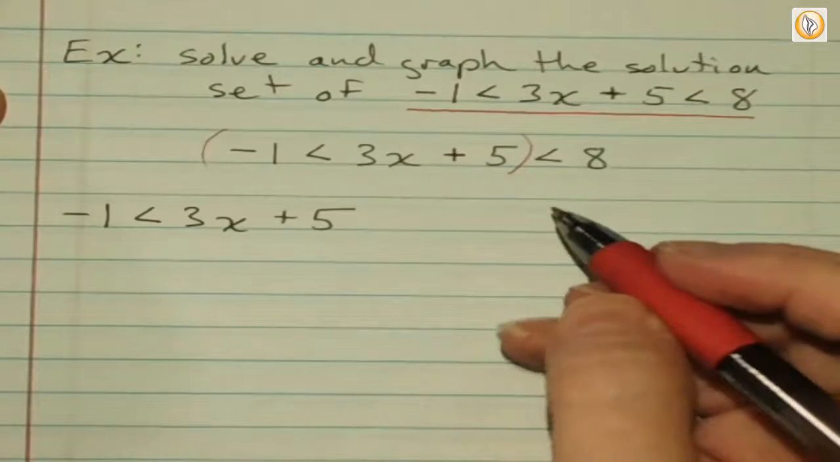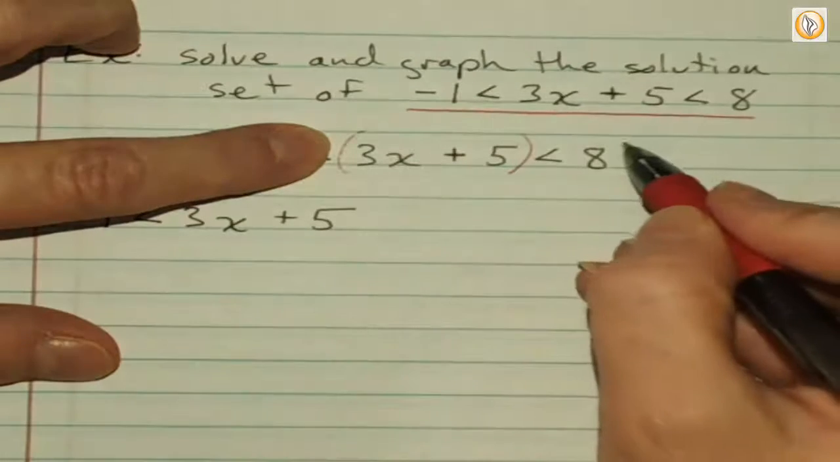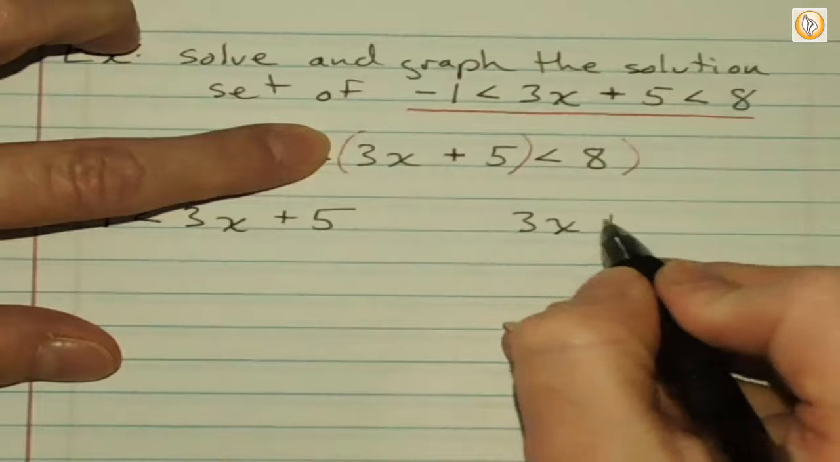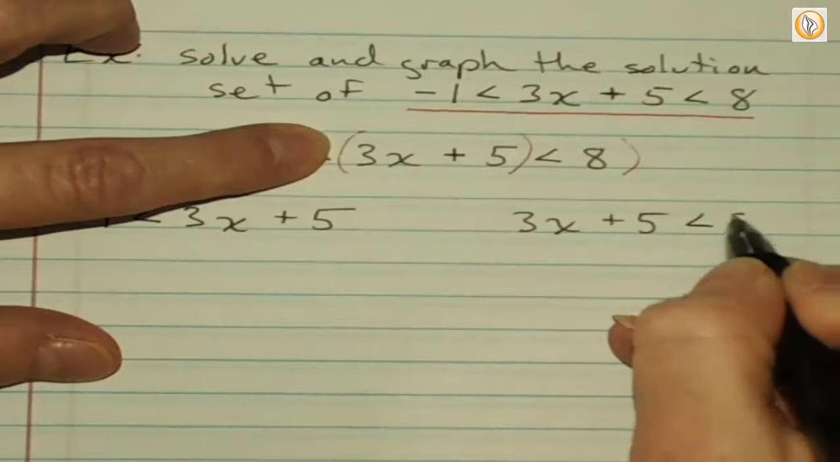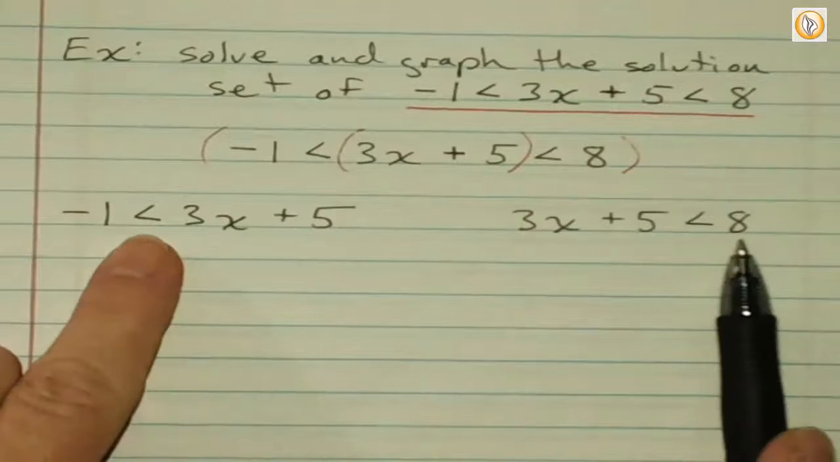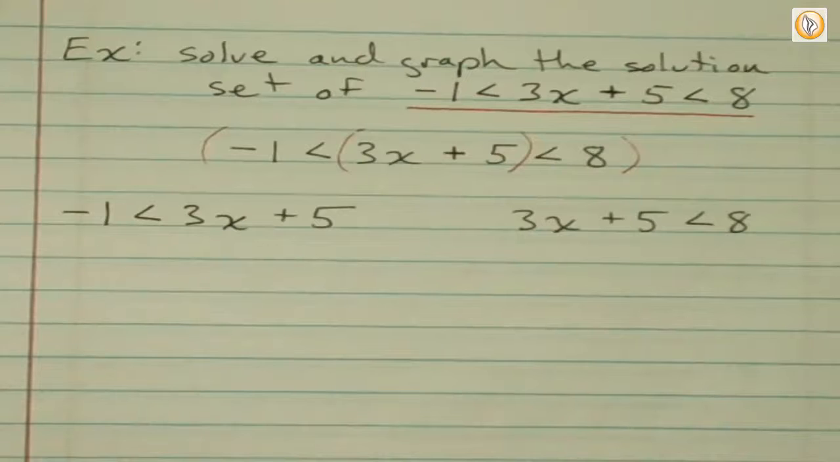Now, I'm going to break it up like this. 3x plus 5 is less than 8. See? Now I have 2 different equations there, each one with only one inequality. Do y'all see that?